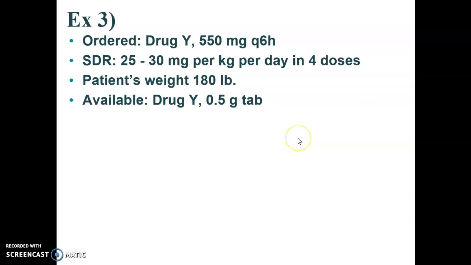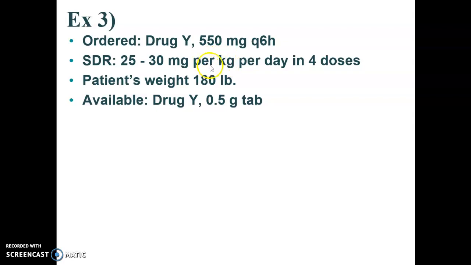Here in example 3, we have a safe dosage range problem. That's what the SDR stands for, safe dosage range. So we have an order for drug Y, 550 milligrams every 6 hours. Now the safe dosage range says that we can give 25 to 30 milligrams per kilogram per day in 4 divided doses. So that's what we call a weight-based drug. It depends on your patient's weight.